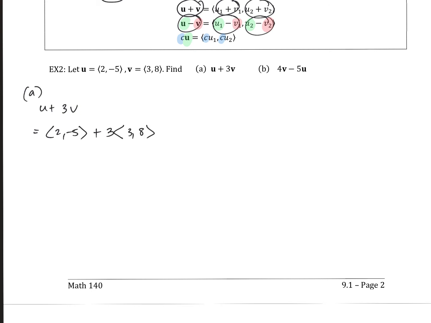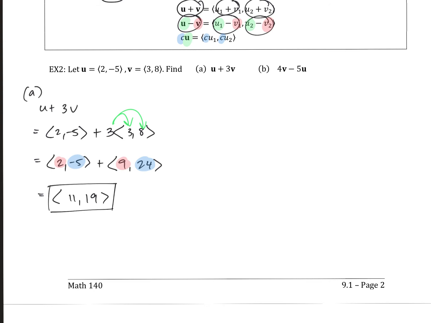Let's see. Well, first, let's go ahead and do the multiplication, which means we're going to multiply that 3 in to all of the values here. So it'll be 3 times the 3 and 3 times the 8. So that'll be 2, comma, negative 5, plus 3 times 3 is 9, and 3 times 8 is going to be 24. Now, all we have is the addition, which means we're just going to add up the A values, which would be the 2 and the 9, and then add up the B values, which will be the negative 5 and the 24. So 2 plus 9 is going to give me 11, and negative 5 plus 24 will give me the 19. And there we go. I have added those two vectors together.